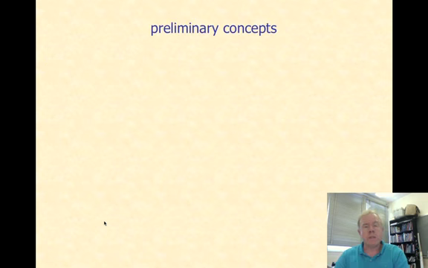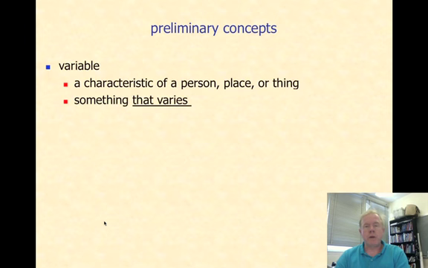One of the first things that we need to do is introduce a term which is called a variable. A variable can be a characteristic of a person or of a place or of a thing. And it's something that varies. It's something that is not a fixed amount. So how much income you make, whether you're short or you're tall, whether you're thin or you're not so thin, these are all things that vary.